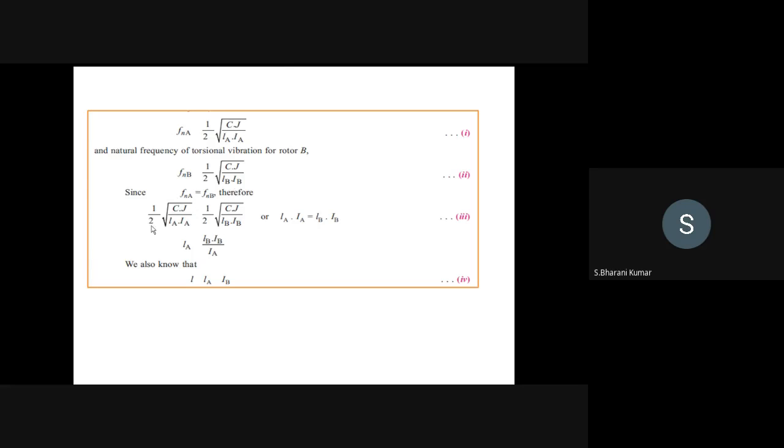Okay, so for that only it will be given Fn of A is equal to Fn of B, that is 1 by 2 pi square root of CJ by LA into IA, that is equal to 1 by 2 pi square root of CJ by LB into IB. So, cross multiplying all these things, we get LA into IA is equal to LB into IB. This is what has come here. Therefore LA equals LB into IB divided by IA.